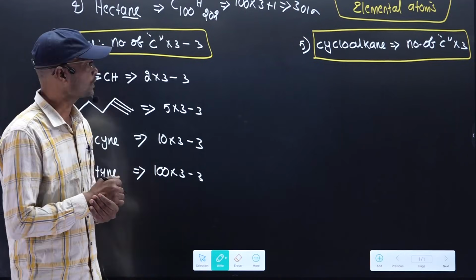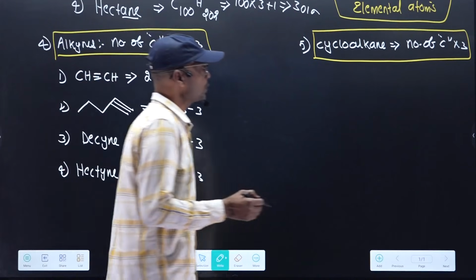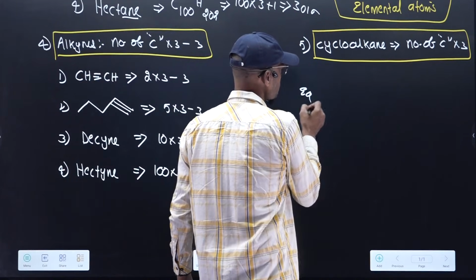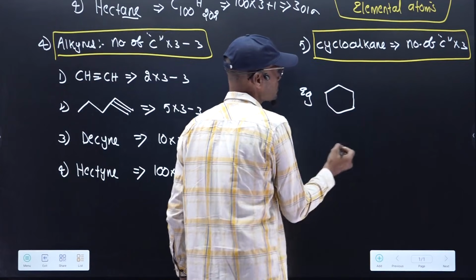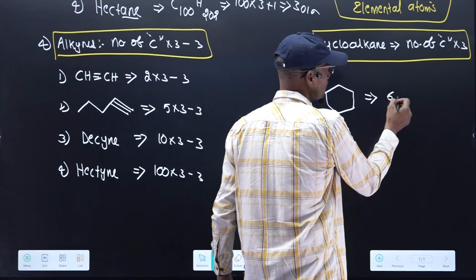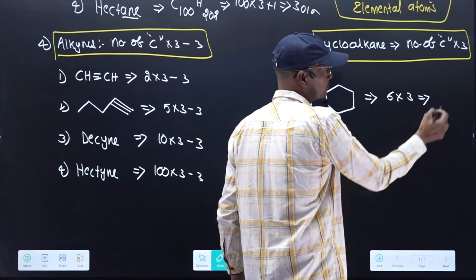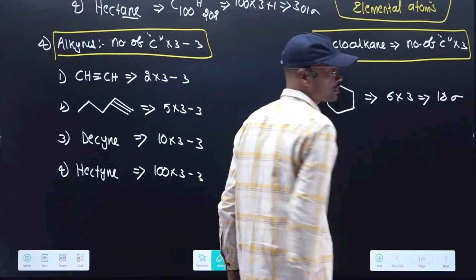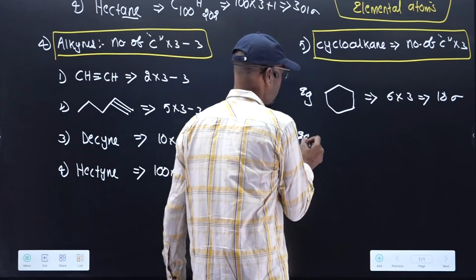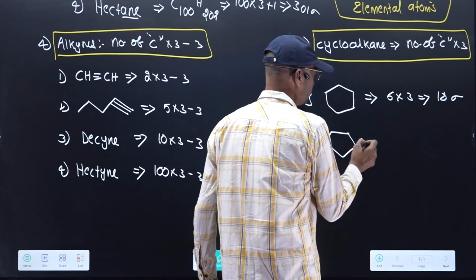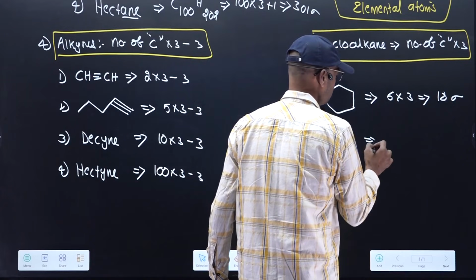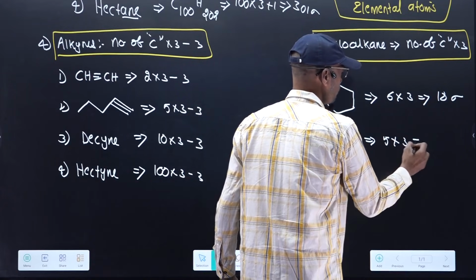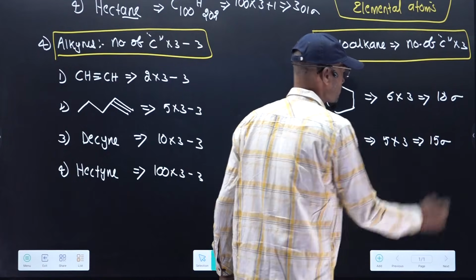Clear? Right. So cycloalkane, suppose if I take cyclohexane, how many carbons? 6 into 3. How many? 18 sigma. Suppose if it is pentane, how many carbons? 5 into 3. It is 15 sigma bonds. Like that.